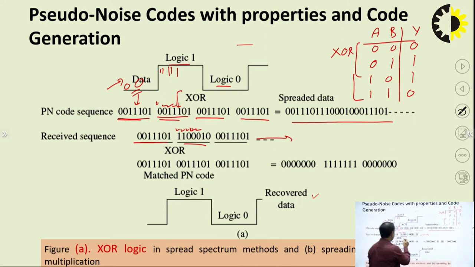This is the same thing which is mentioned here. This is the output which is shown here. So, this is all about the transmitting side, right? This is the data which is transmitted by the transmitter.